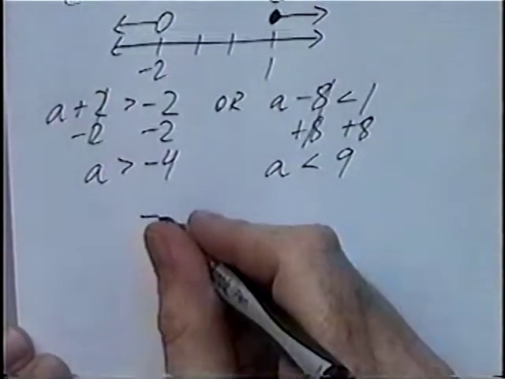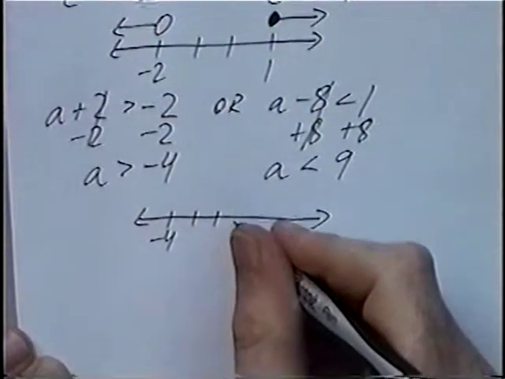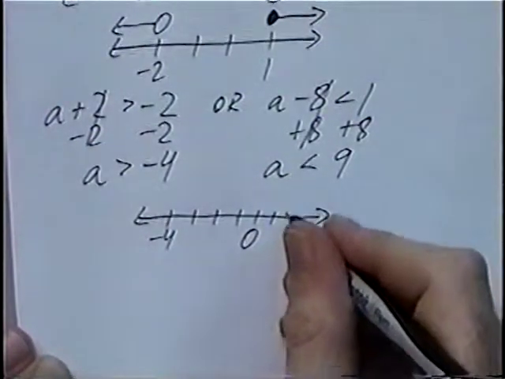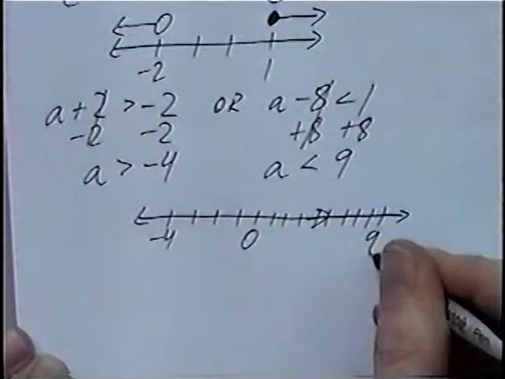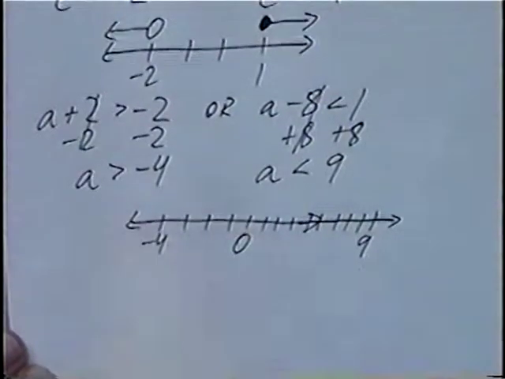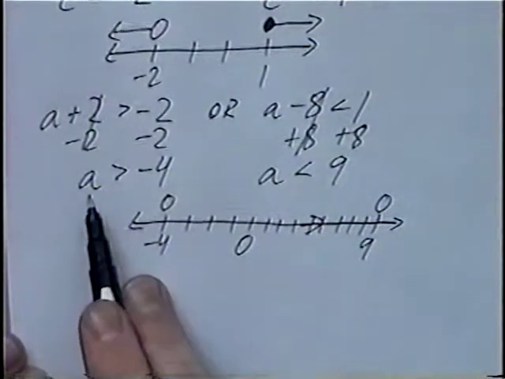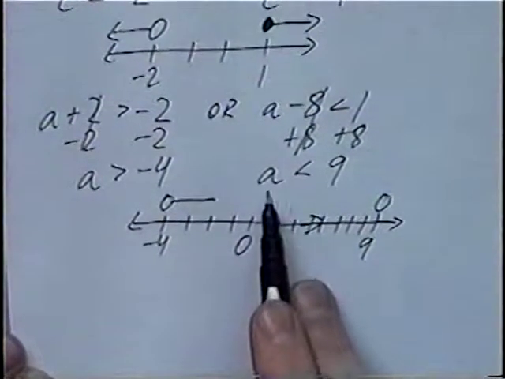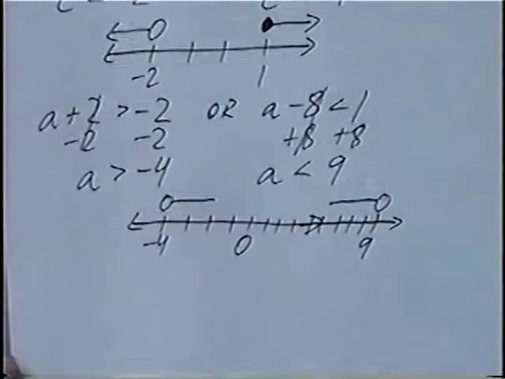Graphing negative 4 and 9 on the number line. Negative 4 would be an open circle. 9 would also be an open circle. A is greater than negative 4, which means it'll go to the right. And A is less than 9, which means it goes to the left. On this question, both the points point towards each other.